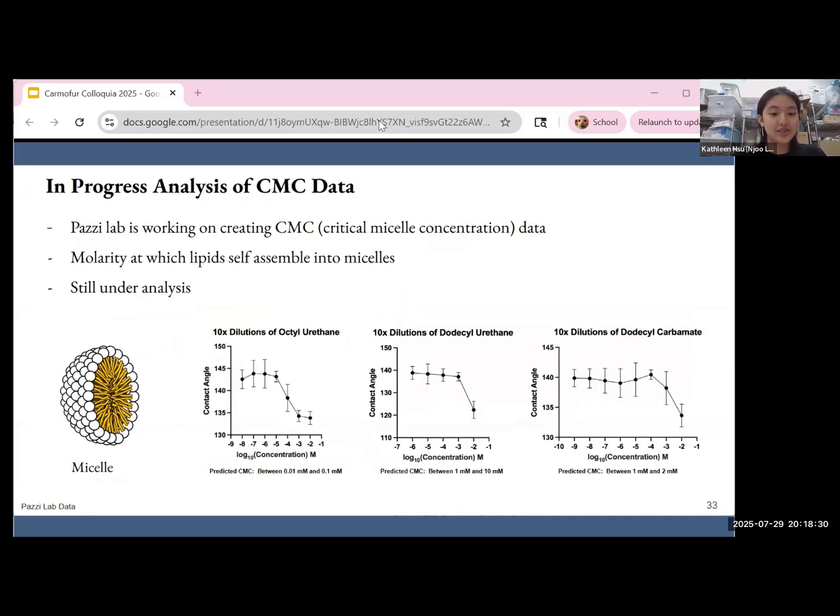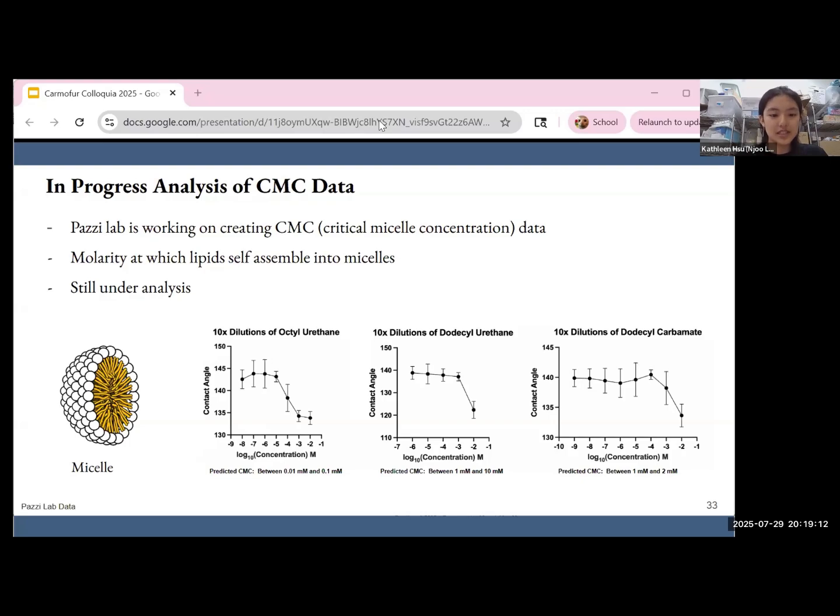So to gain more insight into the physical properties of the compounds, the POSI lab is currently attempting to identify the critical micelle concentration, or the concentration at which our compounds begin to form micelles. In case you don't know what micelles are, they're spherical or cylindrical aggregates of surfactant molecules. They're formed when amphiphilic molecules, which have both a hydrophobic and hydrophilic part, are dissolved in a liquid, and the hydrophobic tails cluster together as shown in the figure and form the core of the micelle, while the polar hydrophilic heads form the outer layer and are in contact with the surrounding liquid.